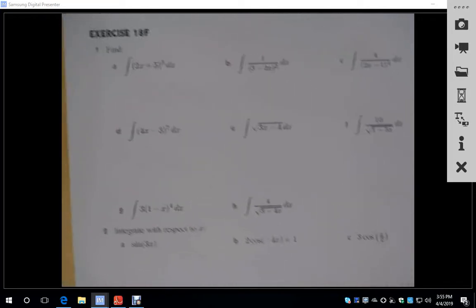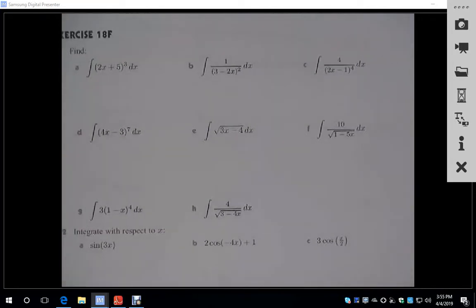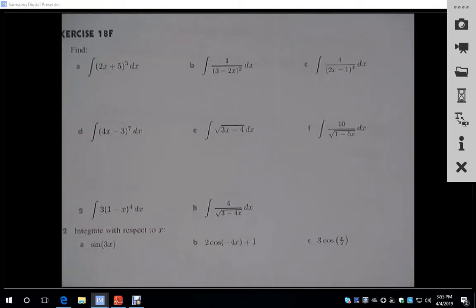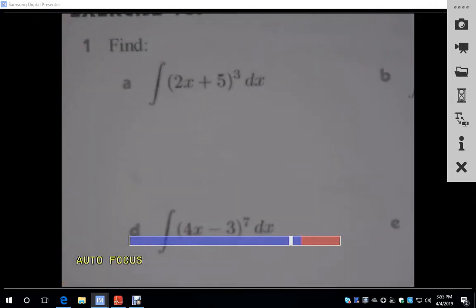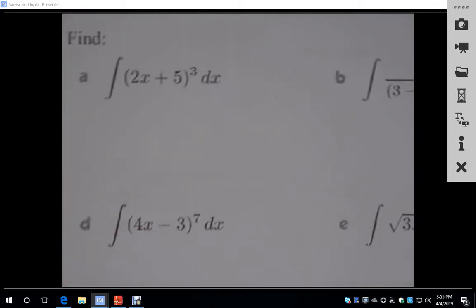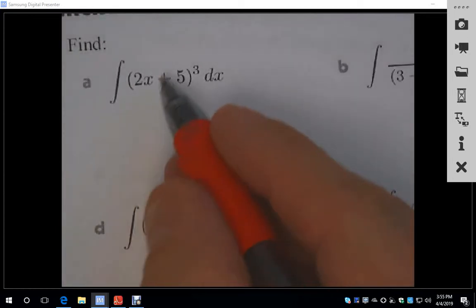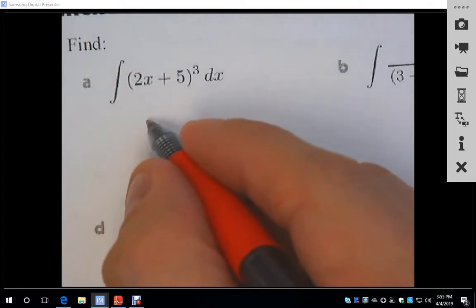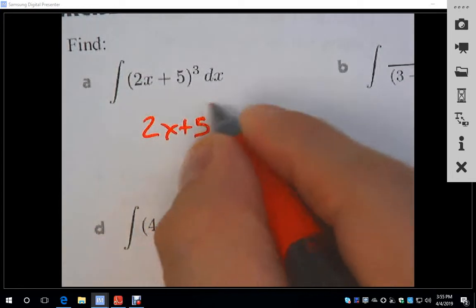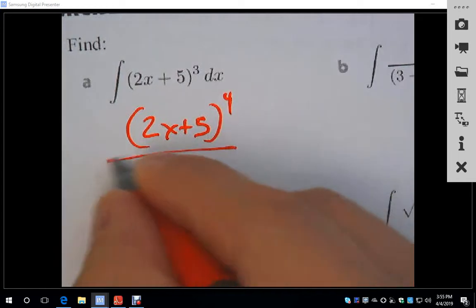All right, again, I'd suggest that you pause and do as many of these problems as you can. I'm not going to do all of them; I'm going to jump around a bit. So let's look at A. I'm going to take the integral of the outside function, which is going to be 2x plus 5 to the power of 4 over 4.